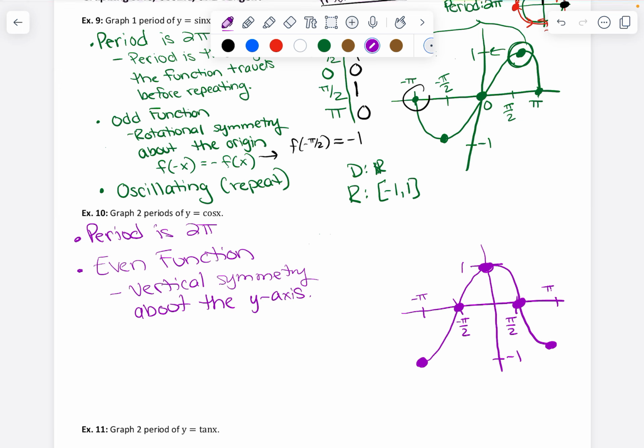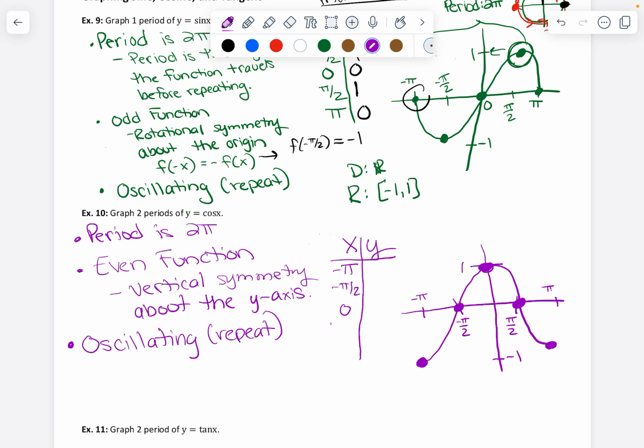Vertical symmetry about the y-axis. And then cosine is also an oscillating function, which means it is repeating. All right, so the table for this is going to be very similar. It's just going to have that shift in the y values, pi over 2. So negative pi, we have negative pi over 2, 0, positive pi over 2, and pi.